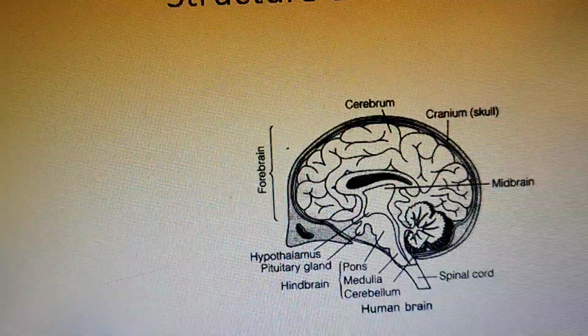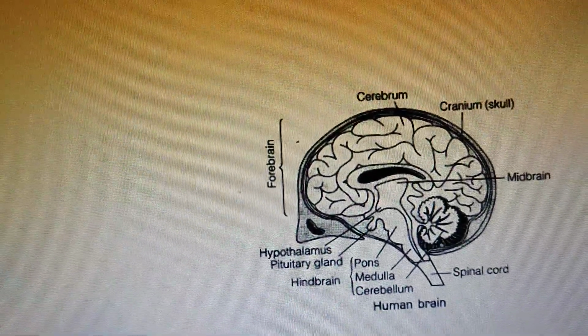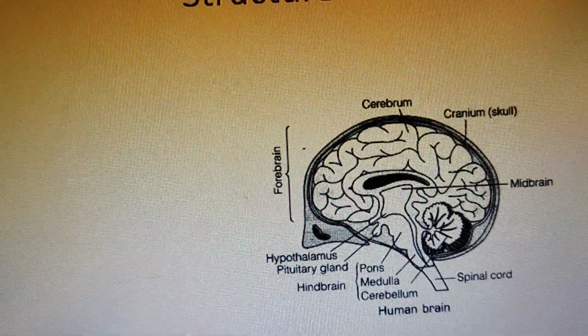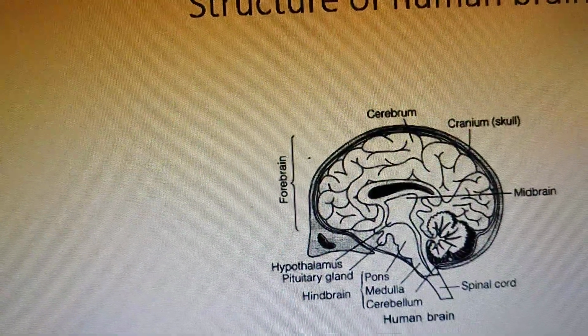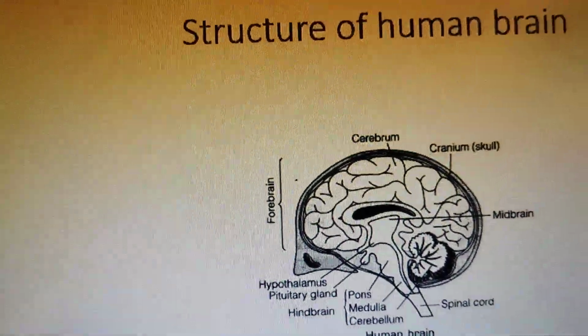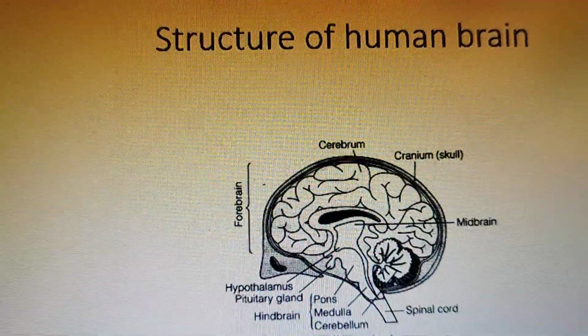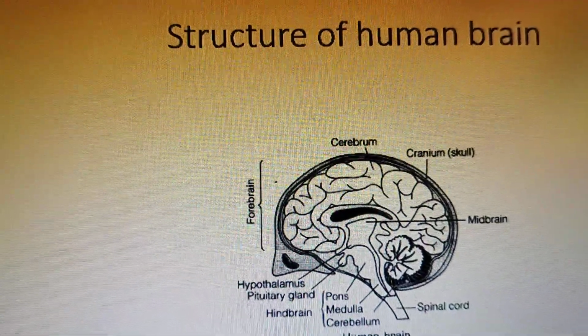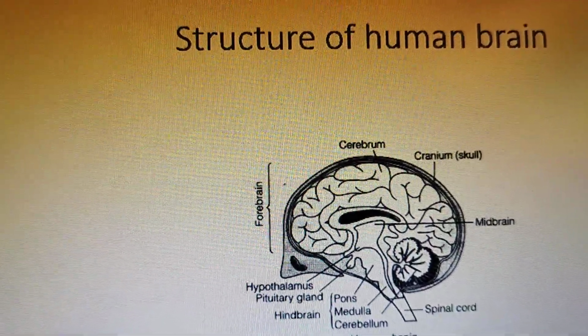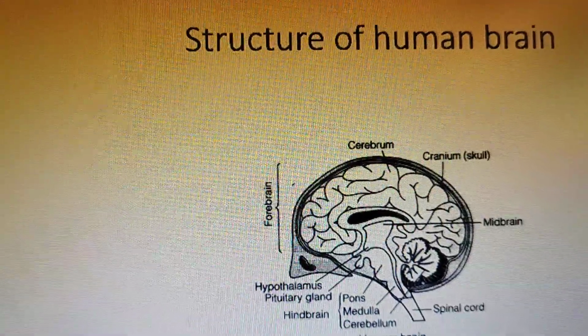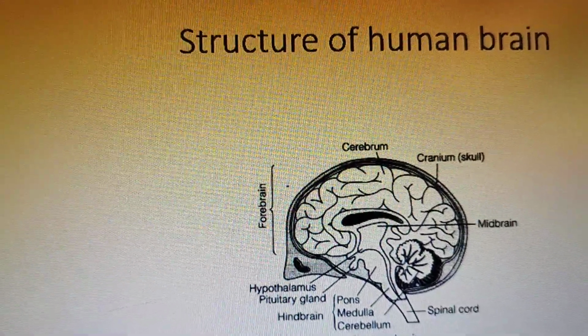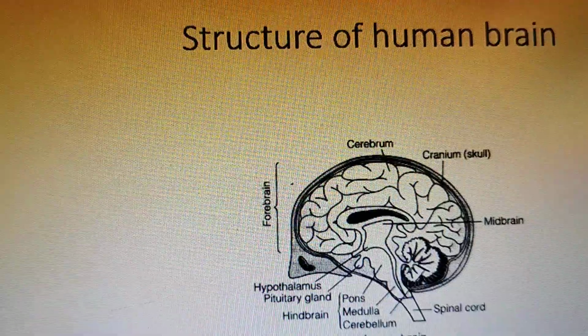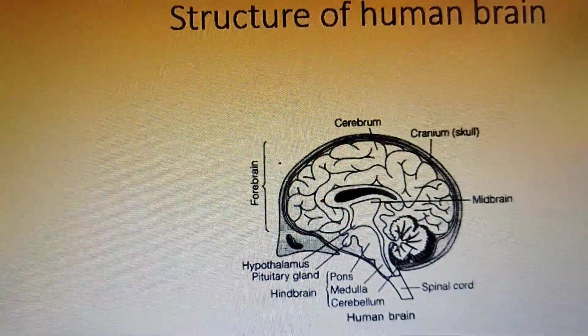Not only this, here you can see between our brain and the skull there are three layers. The names of the three layers are pia mater, dura mater and arachnoid. These three layers are very important because of them the brain is not in direct contact with the skull. That is the most important part.